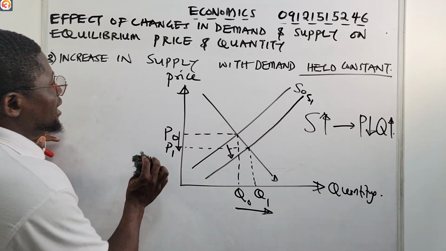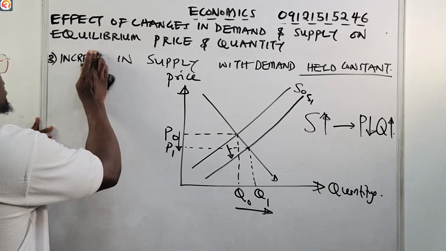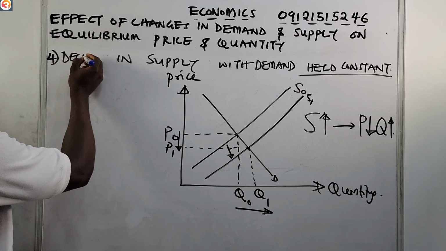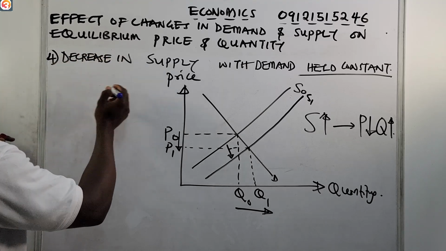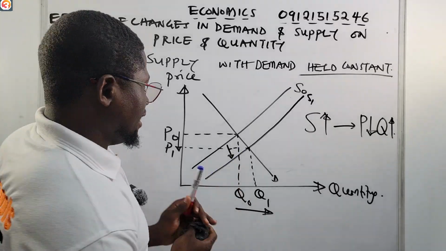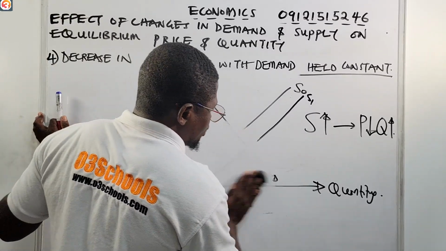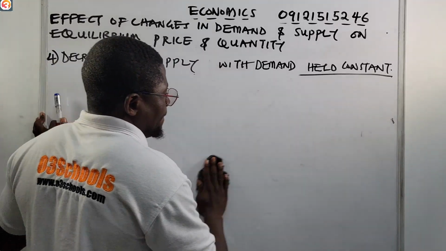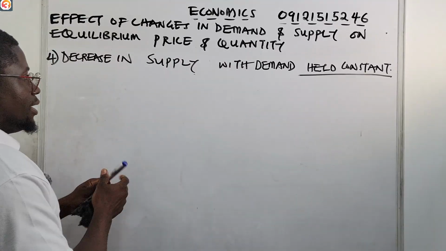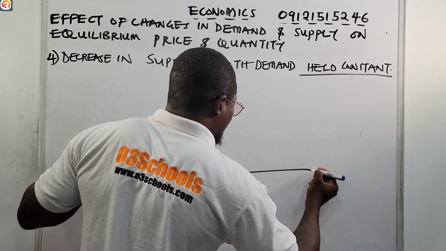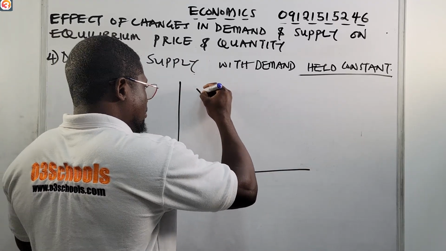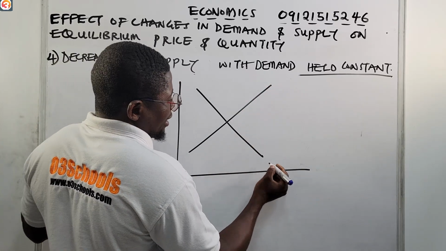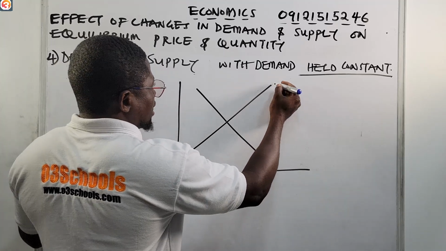All right. Now let us go to the last scenario. Decrease in supply. That would be number 4. Decrease in supply with demand held constant again. Let us take this off and do the last one. We have our supply curve, then of course we draw our demand curve. This is our D, then this is our S naught.